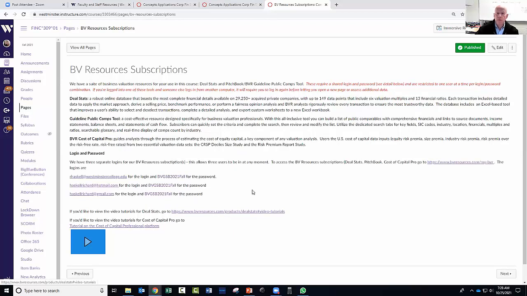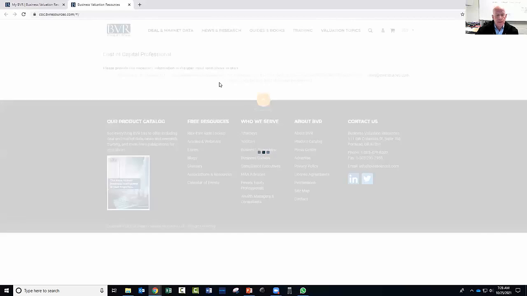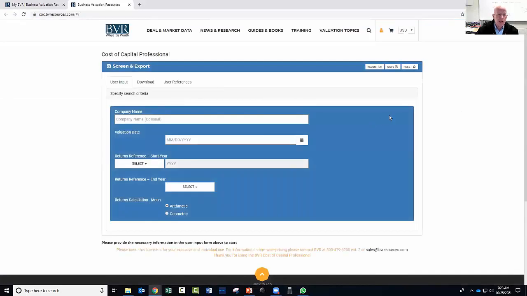But let's walk through this particular tool and see how I use it as I put together the cost of capital for a business. So I'm going ahead and selecting the Cost of Capital Professional. And you'll see the first thing that comes up is this input screen in which we'll be able to give the company's name, the date of the valuation, and then we start to input some parameters for time.